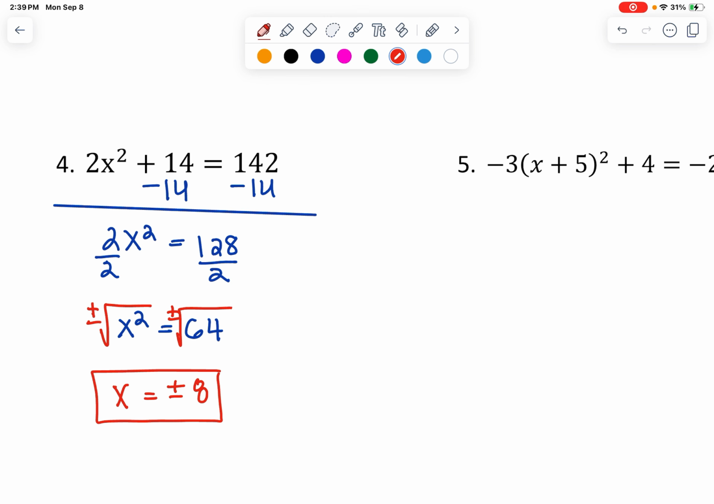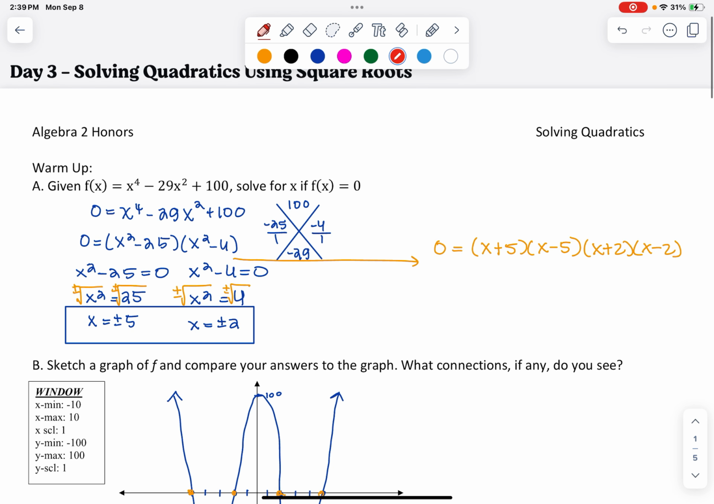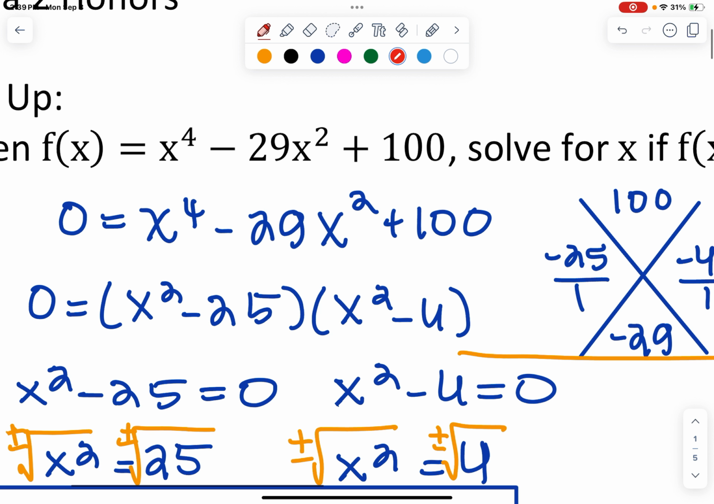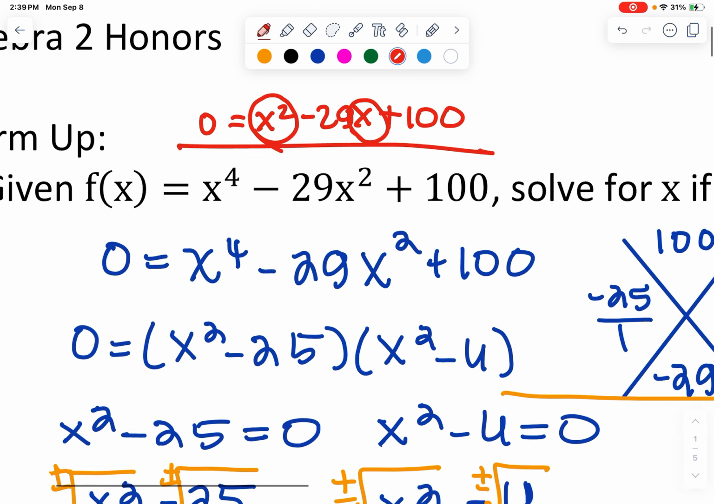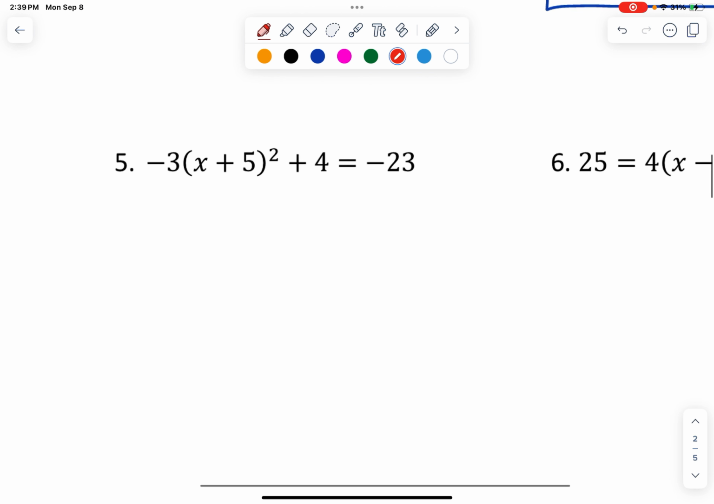One thing I want to bounce back to really quickly is the opener. I hate that it's a 4th power. I wish it was a quadratic. But let's just say it was 0 equals x squared minus 29x plus 100. Please don't try to square root this equation. You can't solve this by square rooting. It's got an x squared and an x. We can't use this method that we're using today.